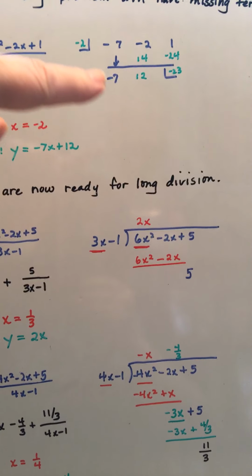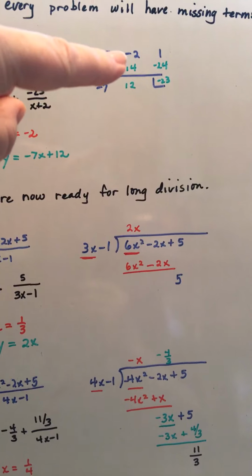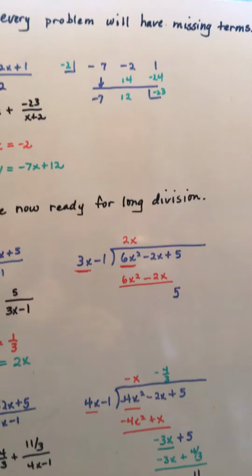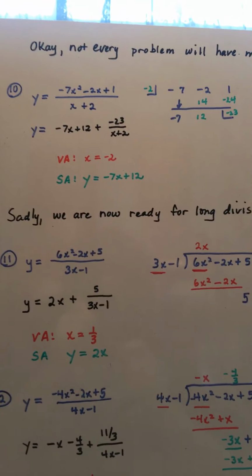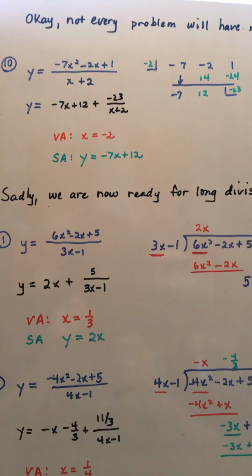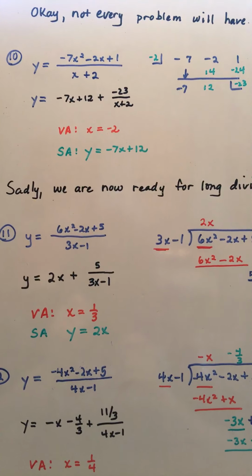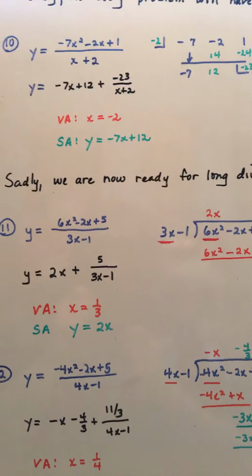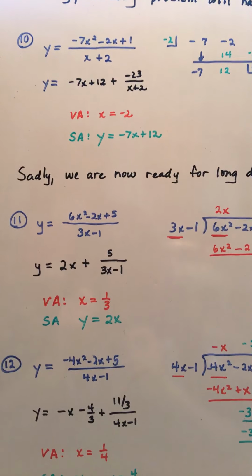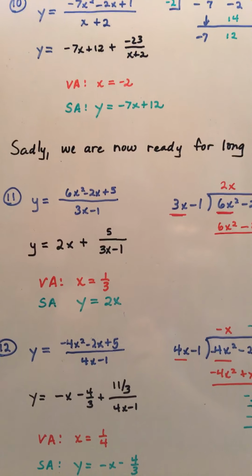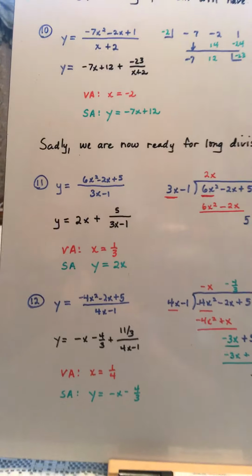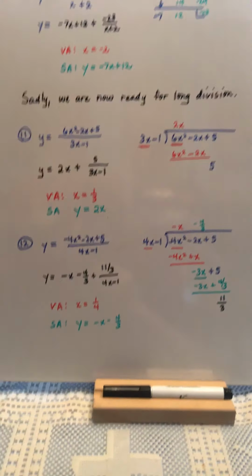Bring down the -7. -2 times -7, 14. Add 12. -2 times 12, -24. Add -23. So my quotient, y equals -7x plus 12 plus -23 over x plus 2. So the vertical asymptote is x equals -2, and the slant asymptote is y equals -7x plus 12.